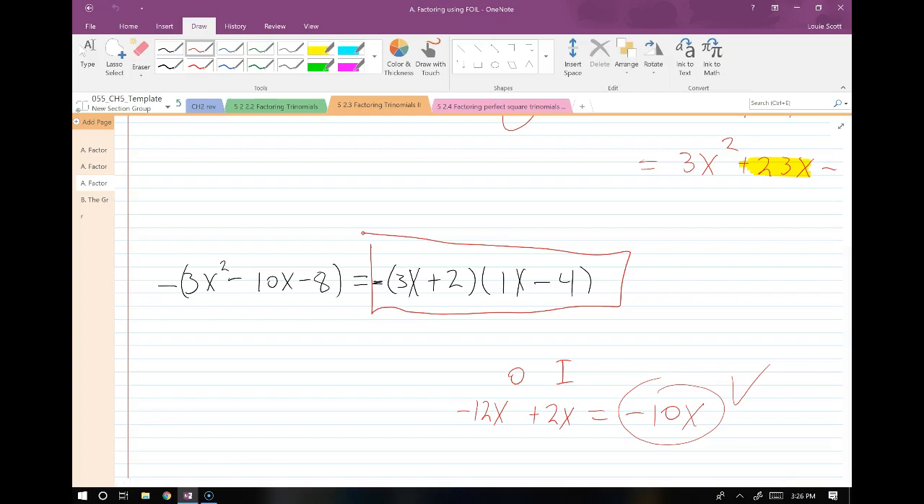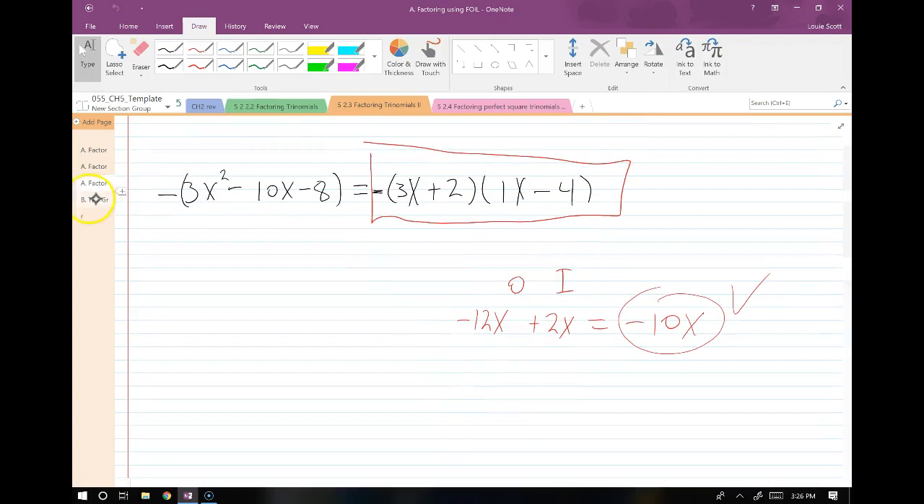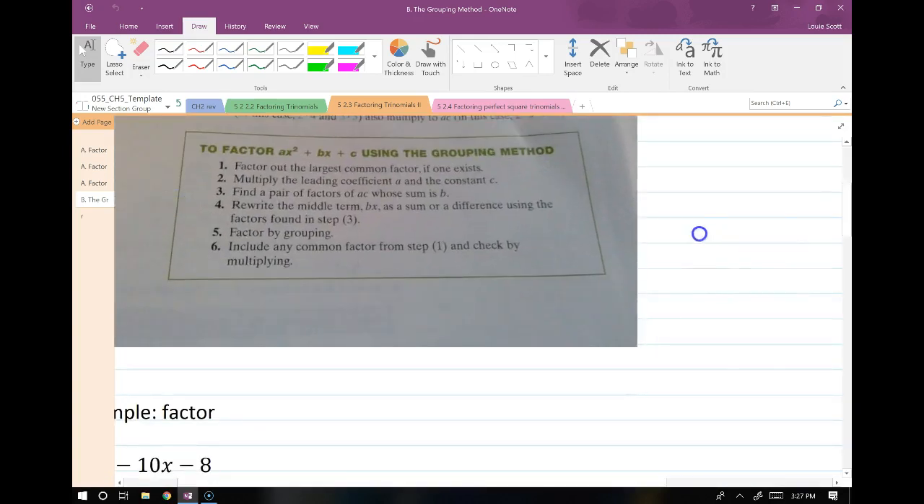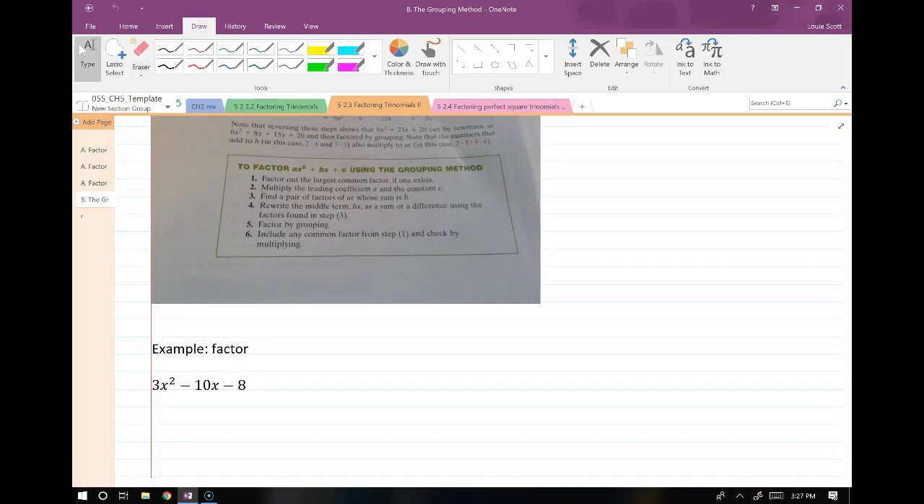Okay, so now that we've gone through guess and check, and we recognize that it's pretty painful, let's go over the grouping method. This is really similar to the method that we learned in the first place when you have 4 terms to start out with. This is just a way to set up a 3-term trinomial to use the grouping method. We'll go through these steps, and we'll use the same polynomial that we've been using all chapter.